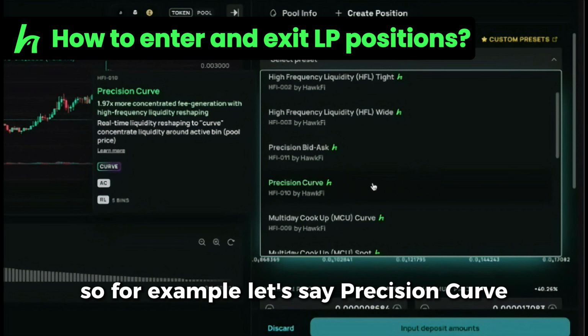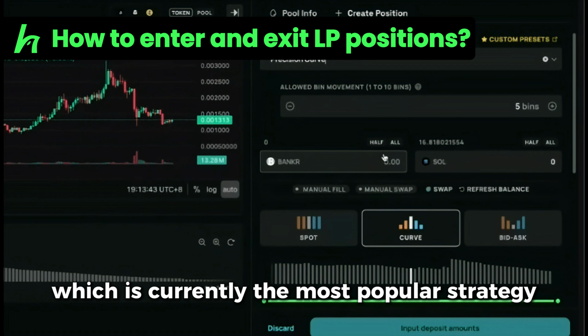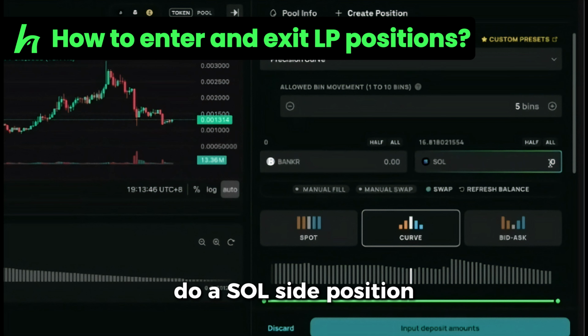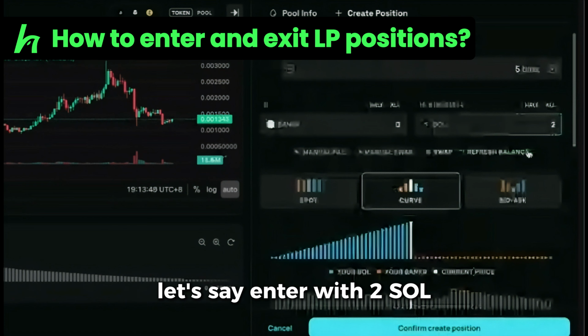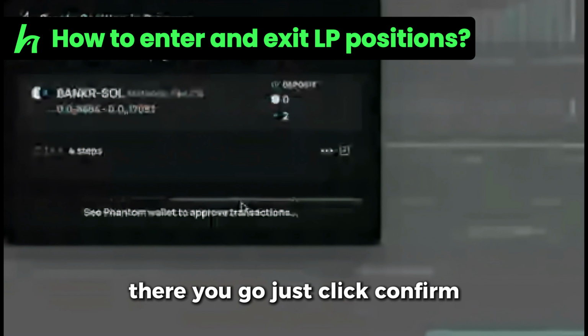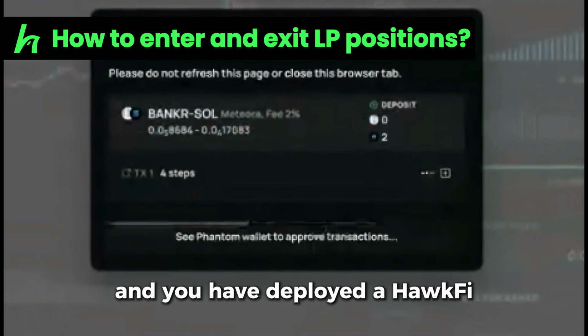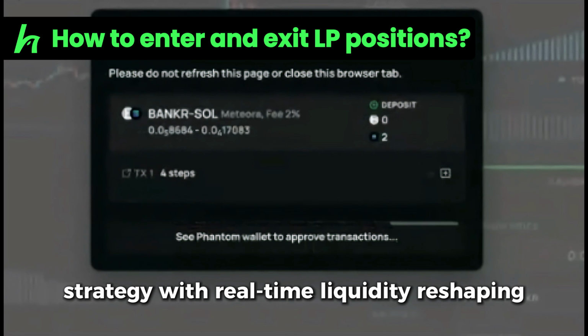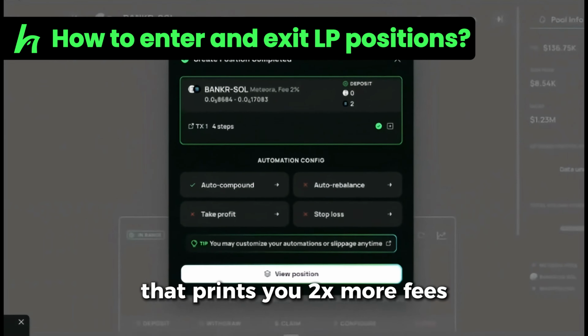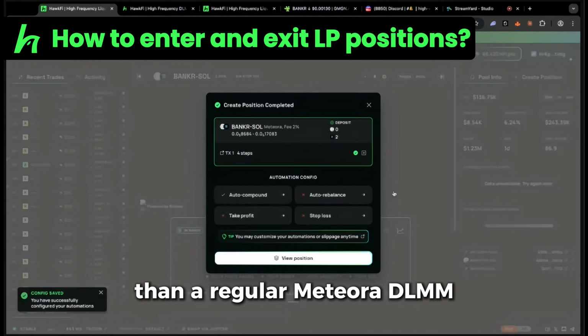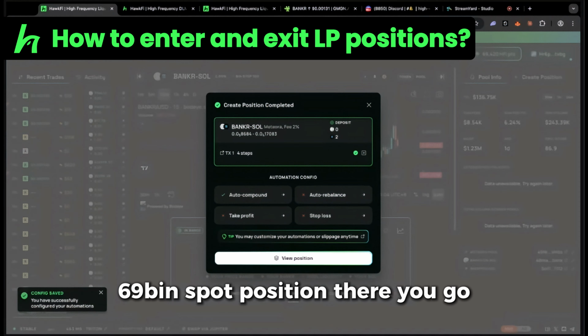So for example, let's say precision curve, which is currently the most popular strategy. And let's say you want to do a SOL side position. Let's say enter with 2 SOL. There you go. Just click confirm. And you have deployed a HawkFi strategy with real-time liquidity reshaping that prints you 2 times more fees than a regular Meteora DLMM 69 bin spot position.